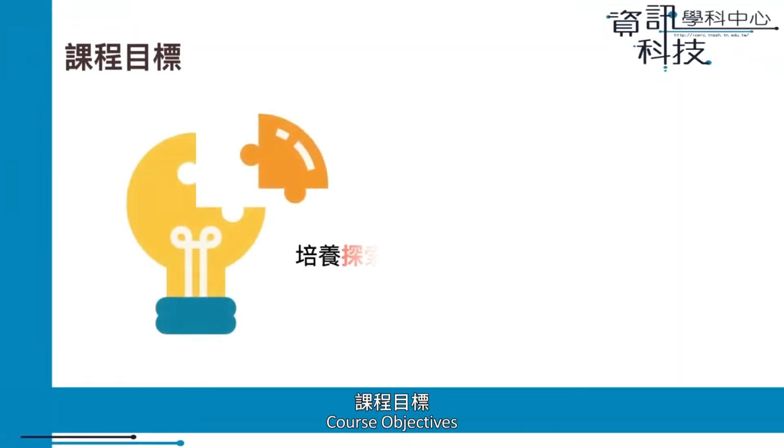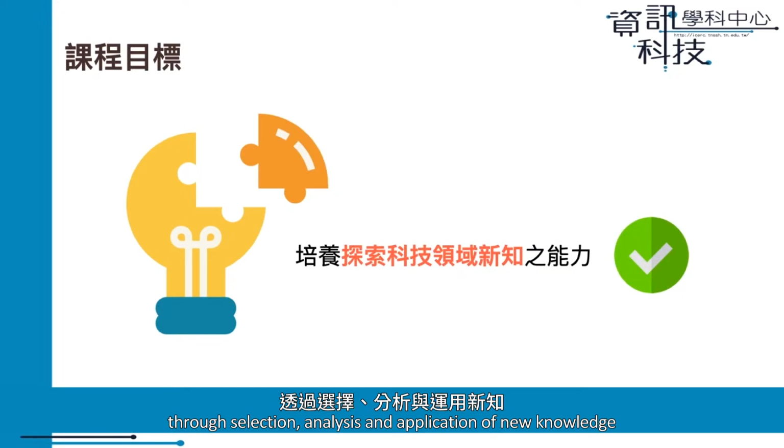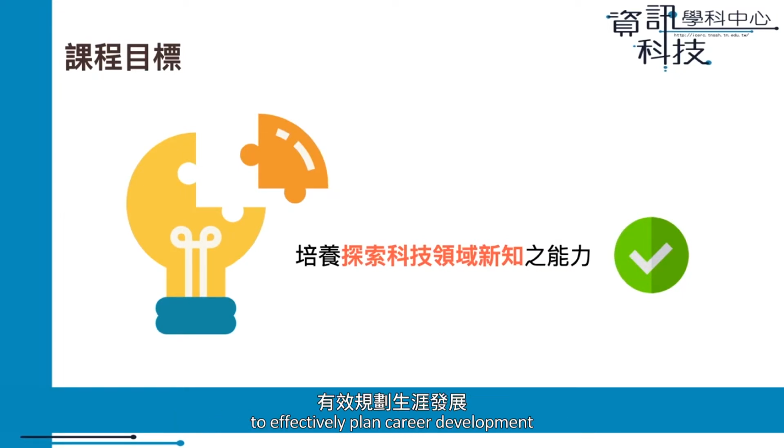Course objectives. Cultivate the ability to explore new knowledge regarding the technology domain through selection, analysis, and application of new knowledge to effectively plan career development, explore the meaning of life, and constantly improve oneself in the pursuit of perfection.